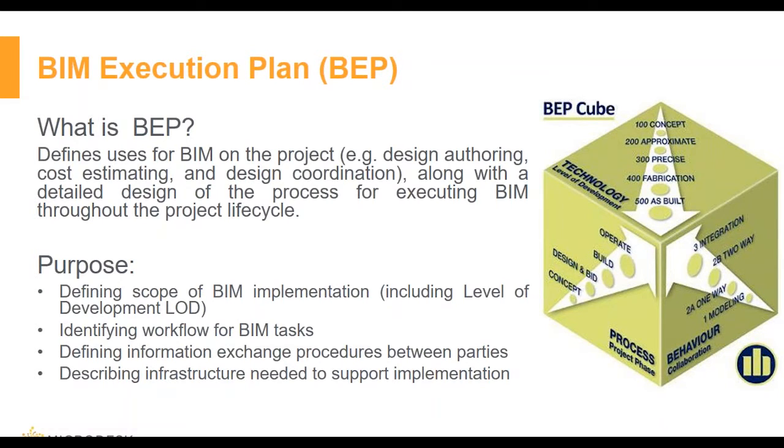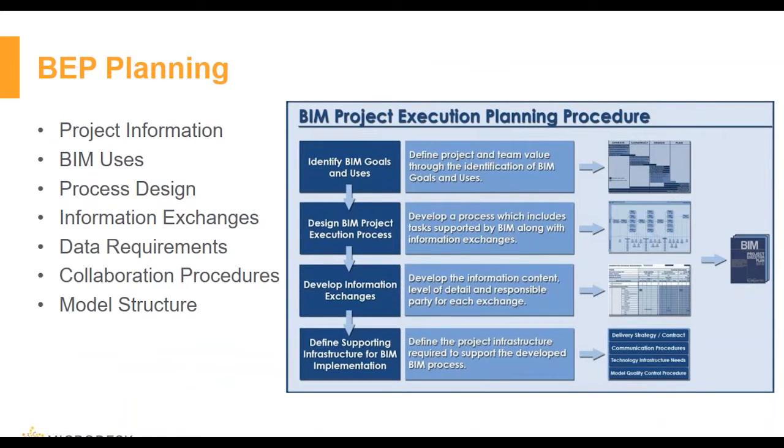What are those main components that you will be able to find in a BIM execution plan? You'll be able to find the project information, the different BIM uses, the process design, the information exchange, the data requirement, the collaboration procedures, and the model structure. But how do you really get there? You follow 4 steps. The first one begins by identifying BIM goals and uses. And then you have to design BIM project execution process.